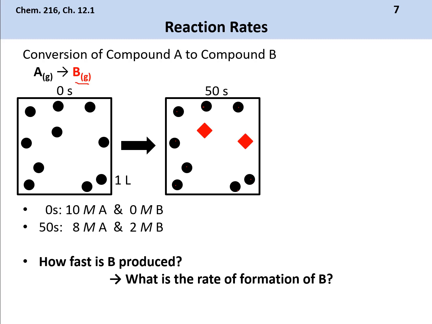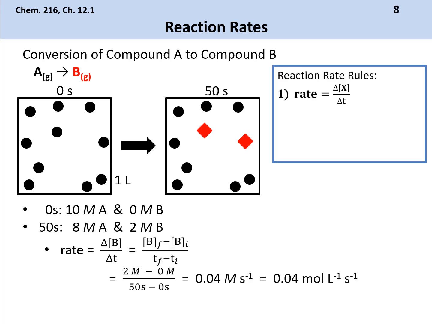What we're going to do is write some rates. In the same way that when we're dealing with speeds, we may go distance traveled over seconds or hours, whatever, we're going to do the same thing with rates. We're going to talk about the change in concentration of B over the change in time. Remember, change always is final minus initial.